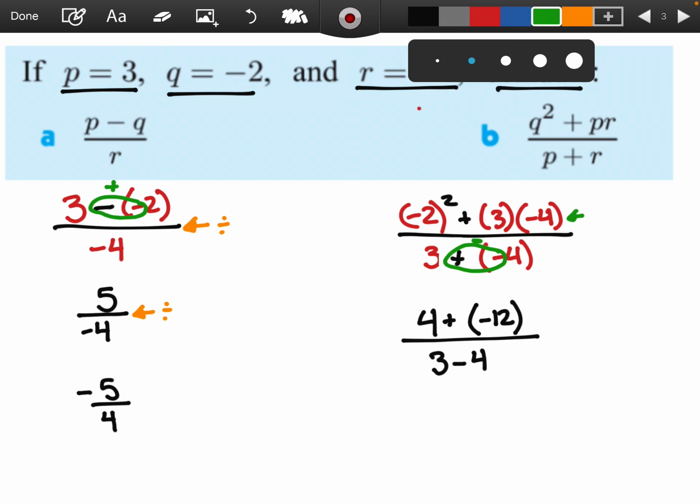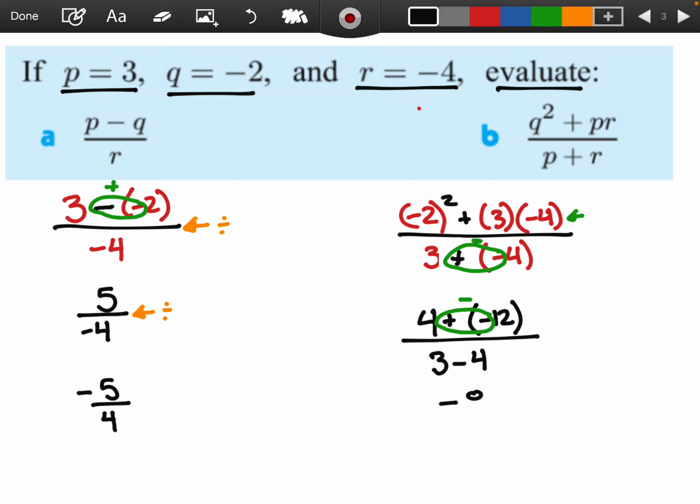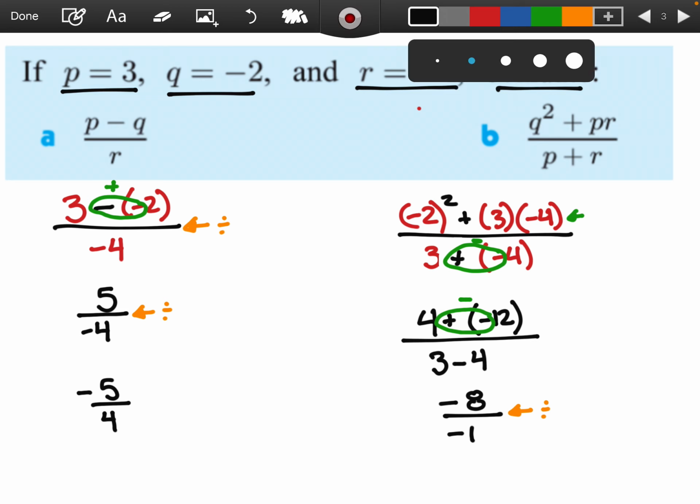Okay, so now on the top, that's going to collapse to give me a negative. So on the top, I have 4 minus 12. So that gets me to -8. On the bottom, I have 3 minus 4, so -1. Remember, first thing I'm going to try to do is a division if I can, and in this case I can. -8 divided by -1 gives me a final answer of 8.